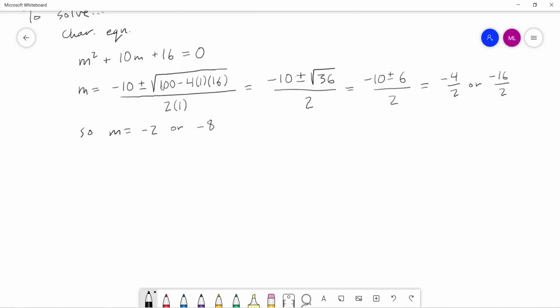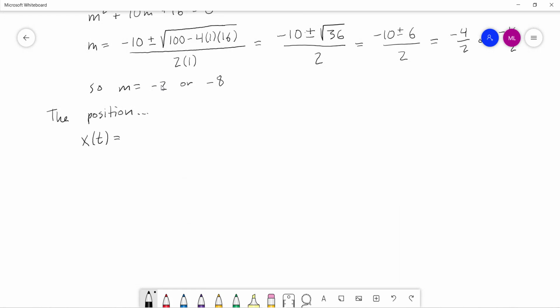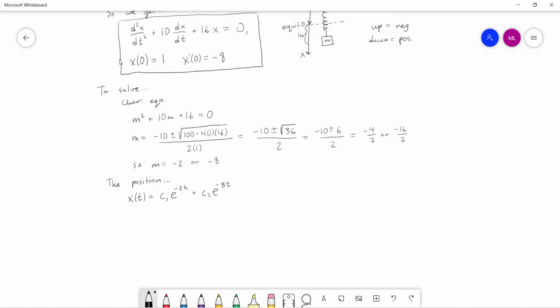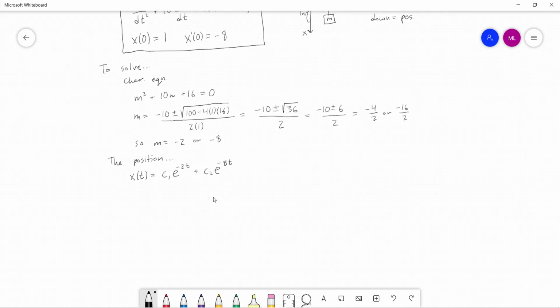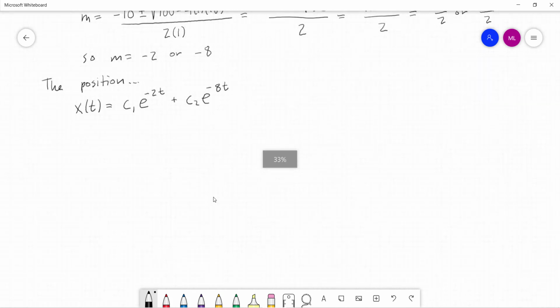And so that tells me the position, in this case, it's going to be one of our overdamped cases, no oscillations. The position is going to be x of t equals c1 e to the negative 2t plus c2 e to the negative 8t. And now we need to plug in our initial conditions in order to find C1 and C2. Right, there's no particular solution because it was homogeneous, so we don't need to worry about that.